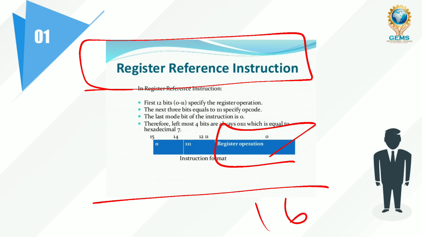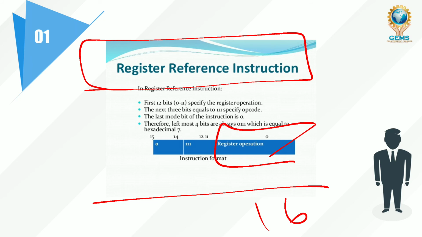So 0 to 11 is the address. No, here 0 to 11 is a register operation. What kind of operation is going to be performed? Addition, subtraction, multiplication, division, whatever kind of operation it may be. It talks about the 0 to 11 bit register. And after that, bits 12 to 14, the next 3 bits equal to 111, specify the opcode.